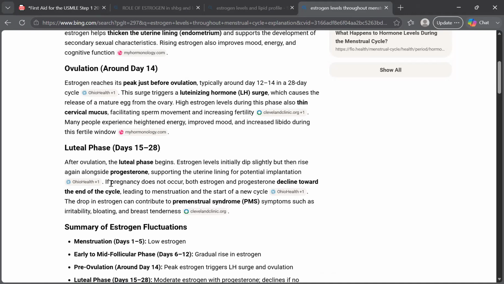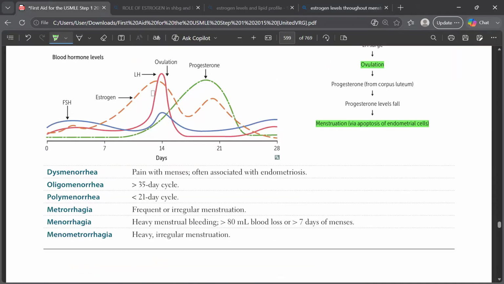If pregnancy does not occur, both estrogen and progesterone decline towards the end of the cycle. So it started dipping, but then it increased right here for the potential support of implantation of the fetus, if there is any, into the endometrium. But because there's no fetus, both progesterone and estrogen levels will drop. I get this surge now.